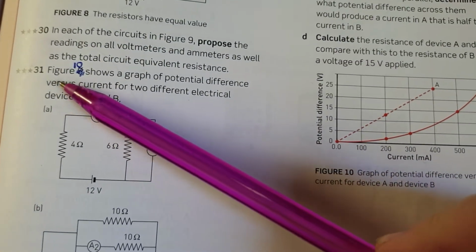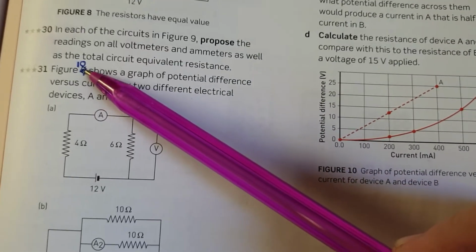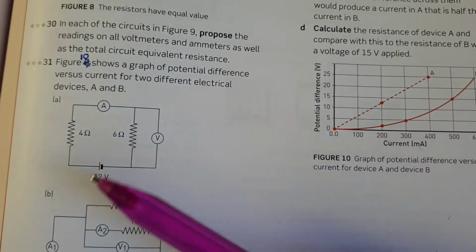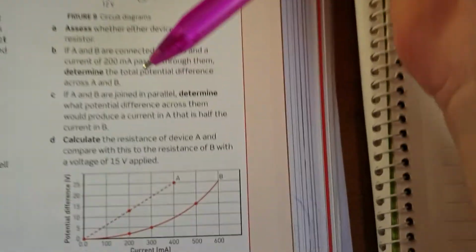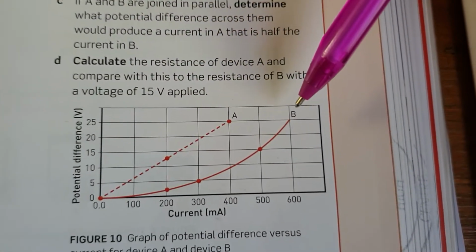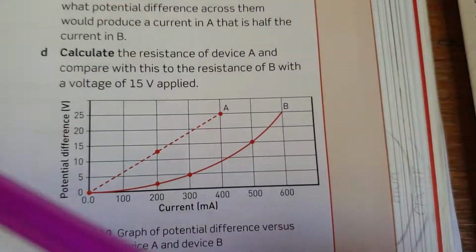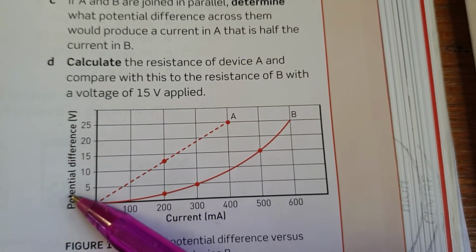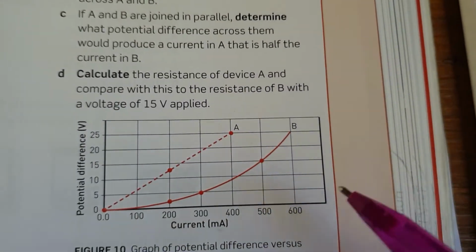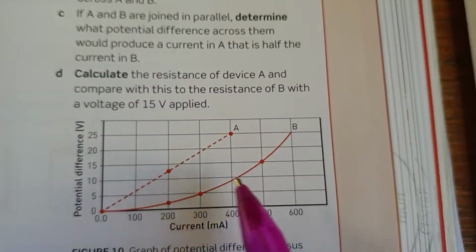31. It says figure 8 in your text. Last year's kids have probably crossed that out and changed it to figure 10, which it is. It's figure 10 over here. We've got a graph of two different devices, device A and device B, their resistances, and we have the potential difference graphed against a current. First question asks, are they ohmic?